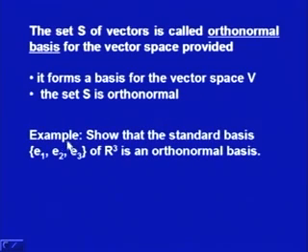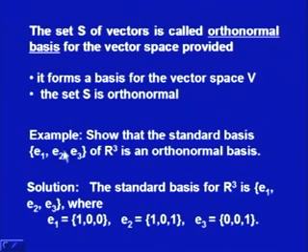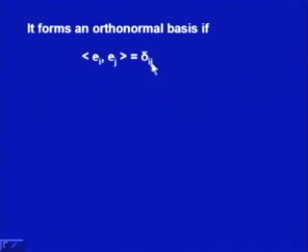Now, this is an example. You have to show that the standard basis E1, E2, E3 of R3 is an orthonormal basis. We have already seen that E1, E2, E3 forms a basis for the vector space. Now we have to show that these three vectors in the basis are actually orthonormal. E1 is 1 0 0, E2 is 0 1 0 and E3 is 0 0 1. So if you consider the inner product Ei comma Ej, this is equal to delta ij.